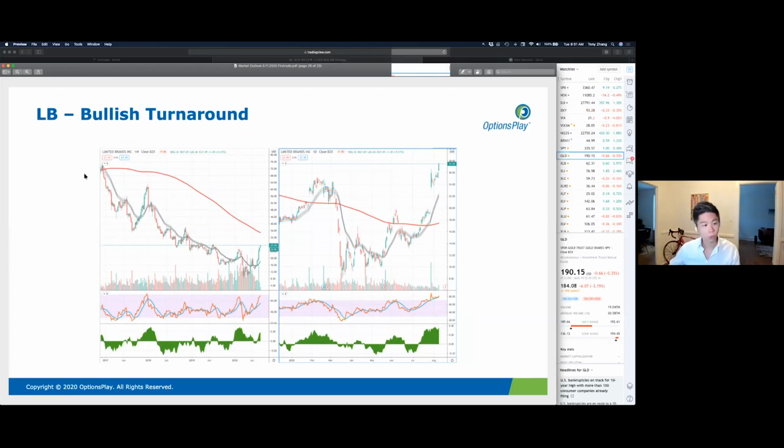Limited Brands. This is one that really hasn't been on our radar for quite some time just because of the sheer decline in this particular name, the retail name that really has been decimated. We've seen a bit of a turnaround here. We've had continuous lower lows, but recently started to put in a higher low. So what starts to look like a bit of an inverted head and shoulders, and it looks like it's starting to break above that neckline.